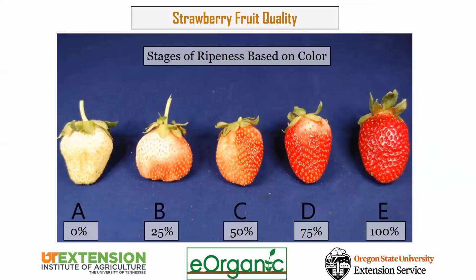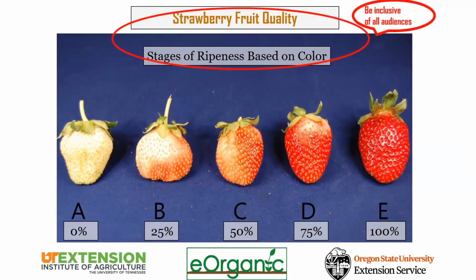Another thing, this is another publication that we're working on, which is preparing guides for fruit quality and sorting in the field for strawberries. And what I wanted to mention here is that you always need to be inclusive and think about all of the audiences that you're going to reach. So for example, in this case, it was pointed out to me that some of the people were having a hard time looking at the colors because one of the people was colorblind.